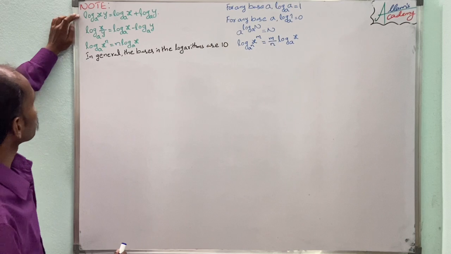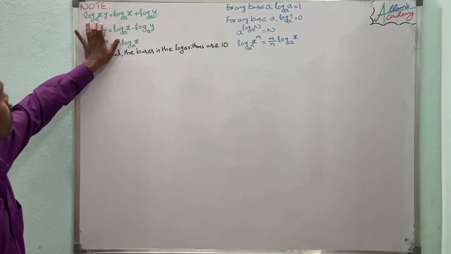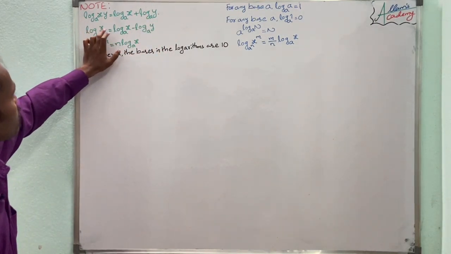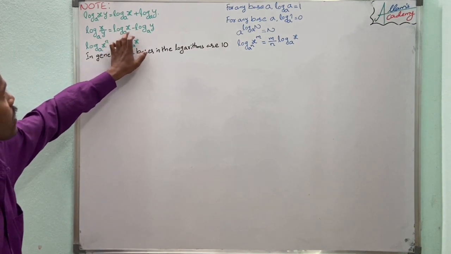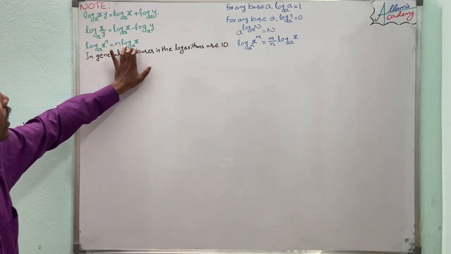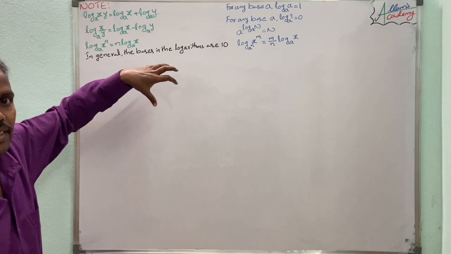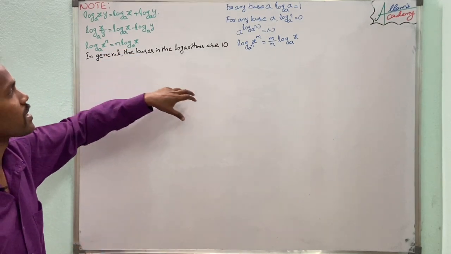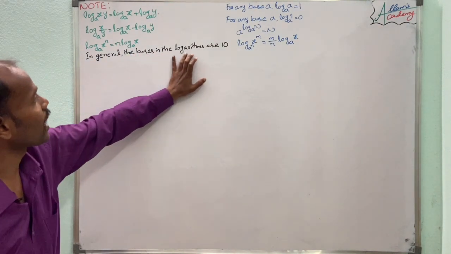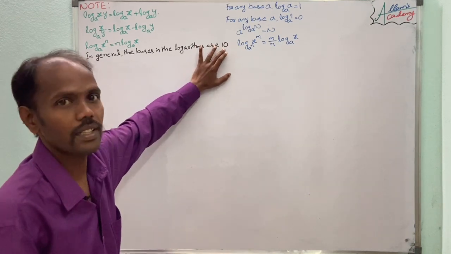So now we have already solved these three principles. Log xy base a equals log x base a plus log y base a. Log x by y base a equals log x base a minus log y base a. Log x power n base a equals n log x base a. For a problem, if the log base is not given, the base is nothing but 10. In general, the base of logarithms is 10. So nothing given means 10.